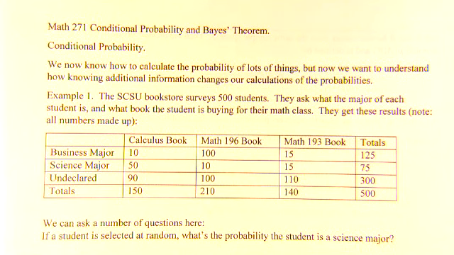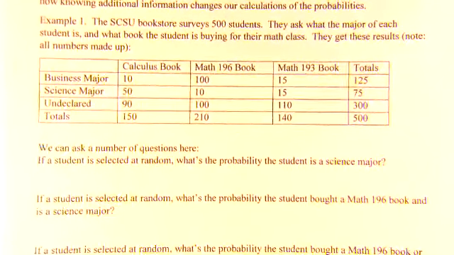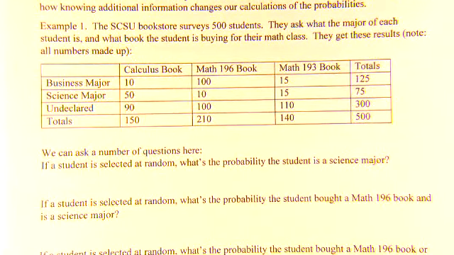Conditional probability and Bayes' theorem. So we know how to calculate the probability of lots of things, but we need to understand how additional information changes our calculations of probabilities. So I'm going to imagine that the SEC bookstore surveyed 500 students. They asked what the major of each student is and what book this student is buying for their math class, and they get these results. These are all numbers that I made up.